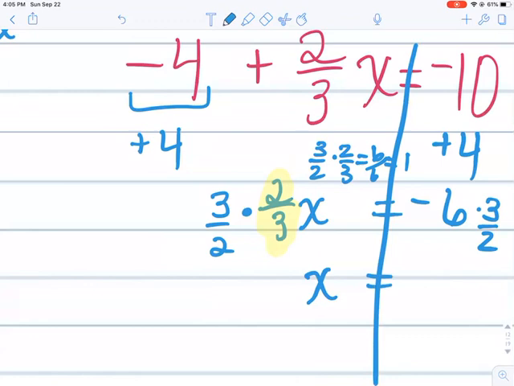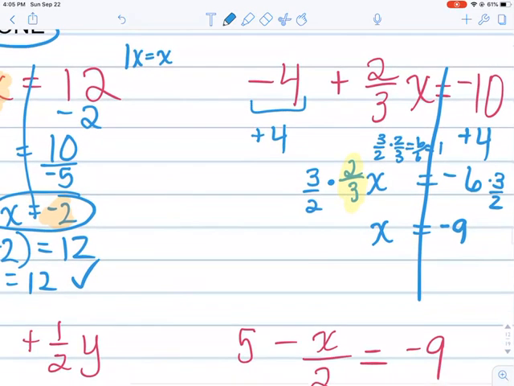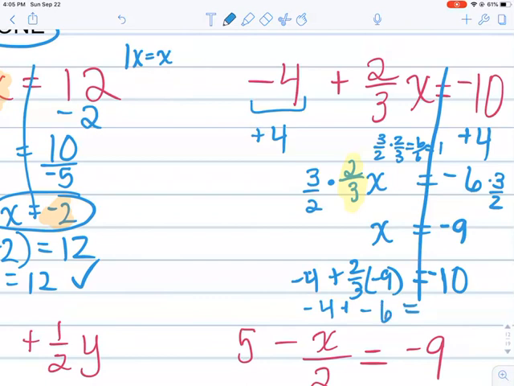That'll be x equals negative 6 times 3. Negative 18 divided by 2 is negative 9. And again, you can go back and check your answer by plugging in negative 4 plus 2/3 times negative 9. You should get negative 10. So negative 4 plus, that would be negative 6 equals negative 10, which is true. So you can always plug in your answers and check.